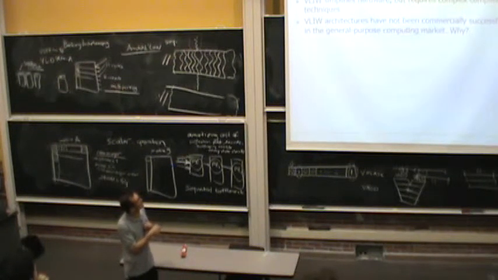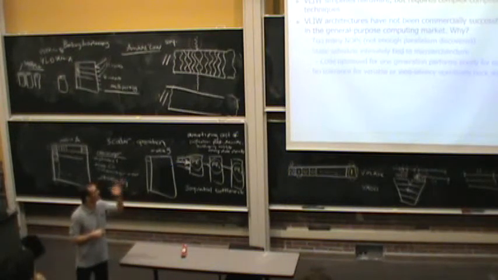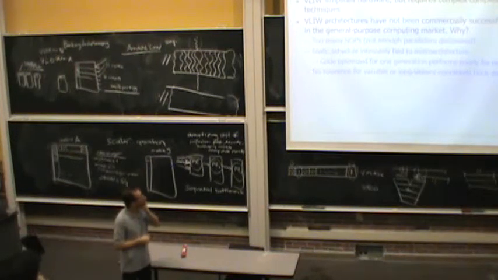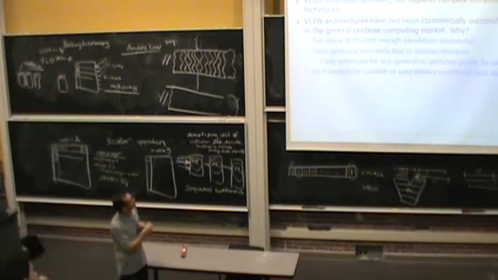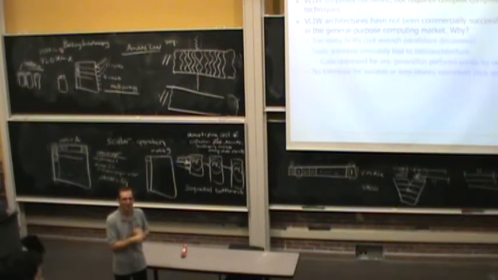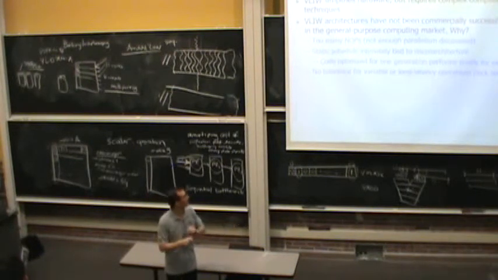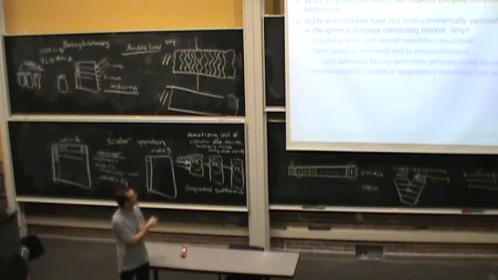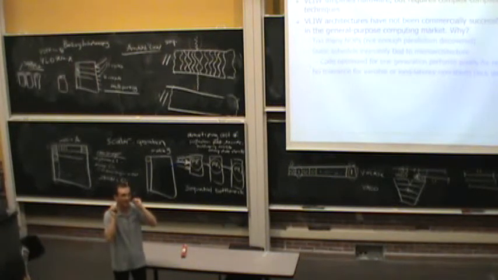VLIW architectures have not been commercially successful in the general purpose computing market. The main reasons, well, there are many reasons, potentially marketing reasons as well. But the software base was too hard to tackle, if you will. The compilers put too many no-ops. This is the VLIW no-op problem, if you will. Parallelism is hard to discover at compile time. Static schedule was intimately tied to the microarchitecture. Again, code optimized for one generation performs poorly for the next. And there's no tolerance for variable latency operations. Right? If you get a cache miss, you stall the entire machine.